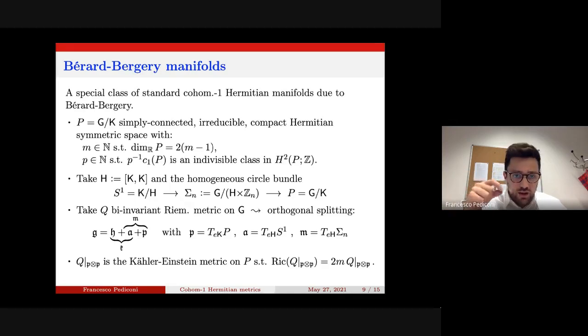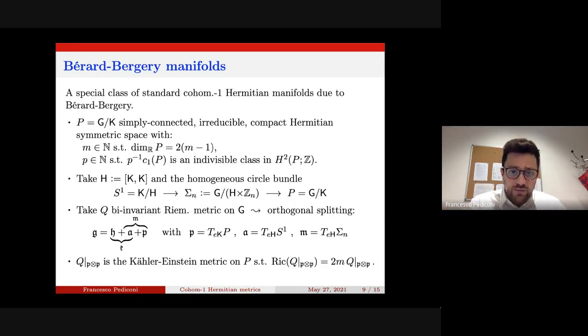So for example, if you decide to start with P equal to the complex projective space, then the homogeneous circle bundle is nothing but the Hopf fibration, and the Kähler-Einstein metric on the base is nothing but the Fubini-Study metric with sectional curvature between 1 and 4. This is maybe the easiest case that you can consider with this construction.